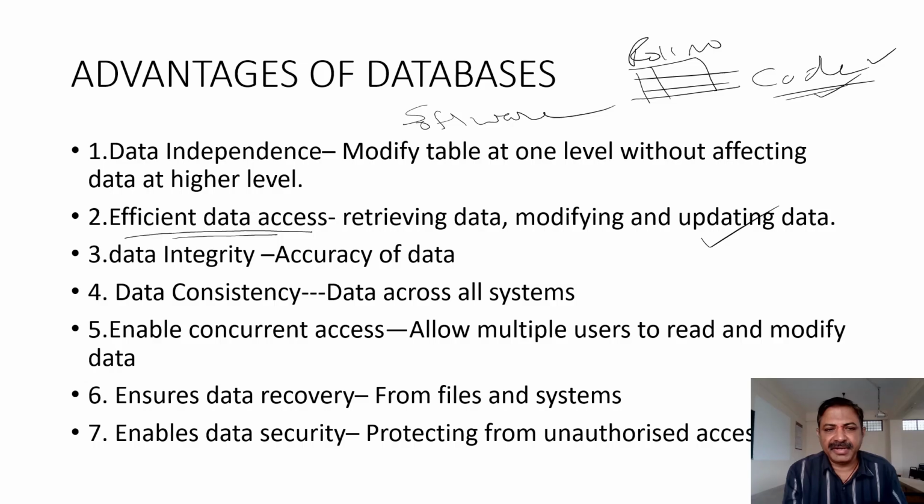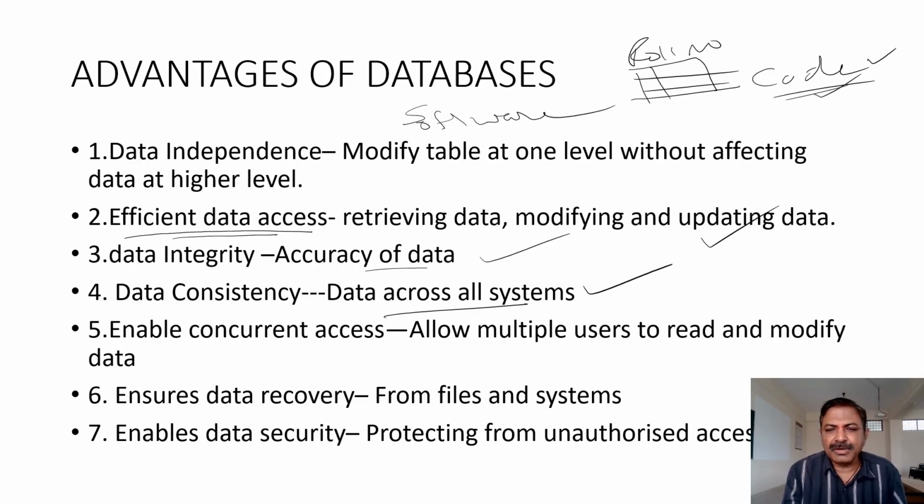Next, data integrity. We get accuracy of data. Whoever uses this data, the data will be accurate. Every person cannot modify the data as he likes. Data consistency: data is stable across all systems. If you open the database in one system and store it in one file, and you open the same database in another system, you will get the same data. Data is consistent.